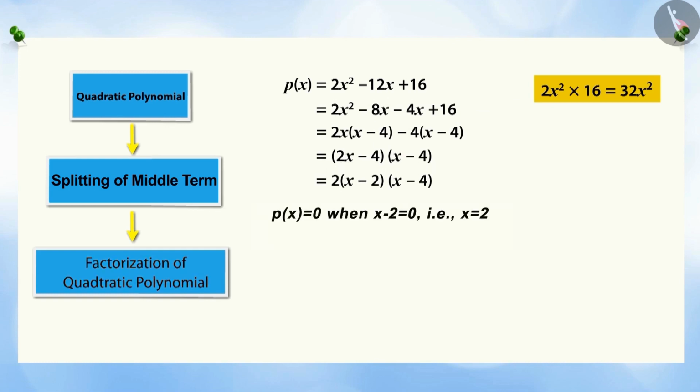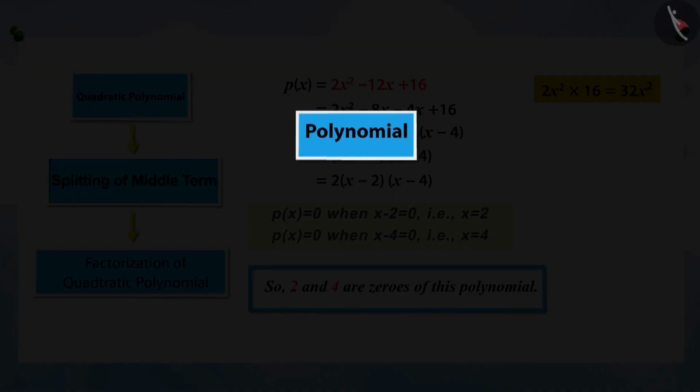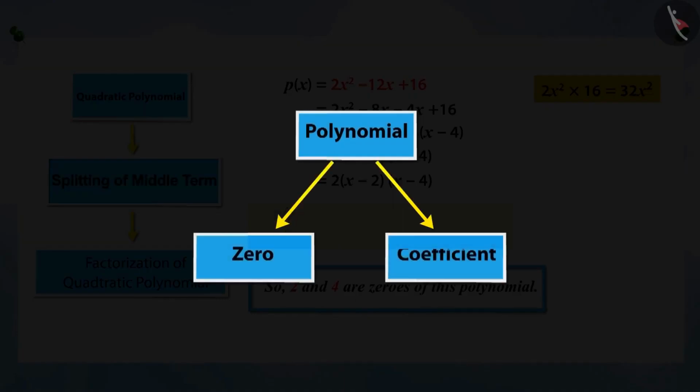Therefore, for x minus 2 equal to 0, that is, x equal to 2, or x minus 4 equal to 0, that is, x equal to 4, the value of the polynomial will be 0. So, 2 and 4 will be the zeros of this polynomial p(x). Do you know that the zeros of a polynomial and its coefficients are related to each other? Let's see how.